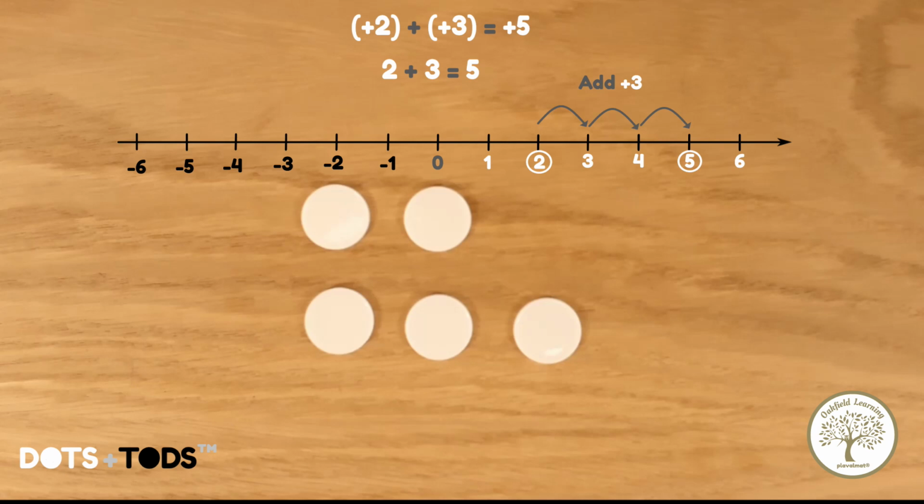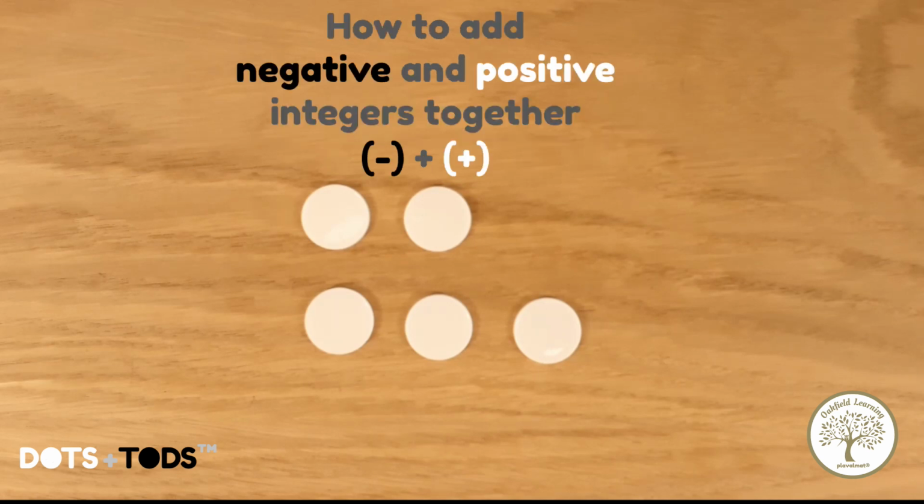In the case of +2 add +3, they would start at +2 and then, to show an addition of +3, they move 3 intervals to the right to get to +5. Adding a positive number to another positive number is really straightforward as it is just simple addition. When we add on a positive integer, the value will increase. Therefore, we always move to the right on a number line to show this. But how will this help us to know how to add negative and positive integers together?